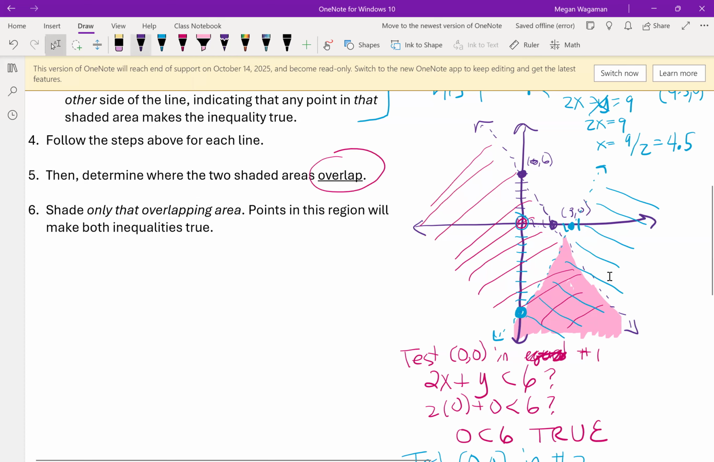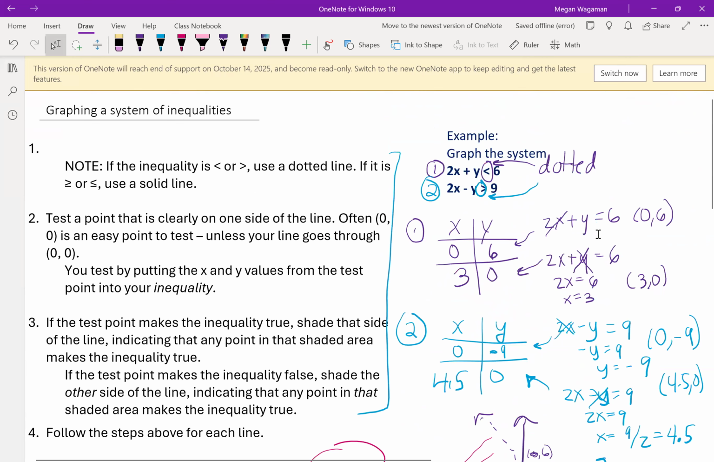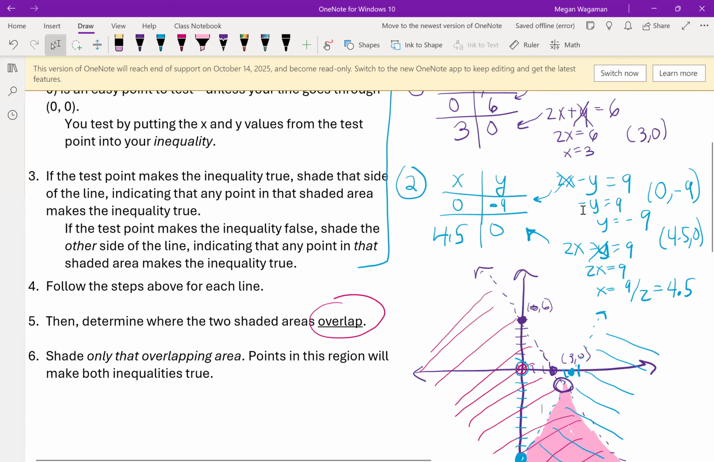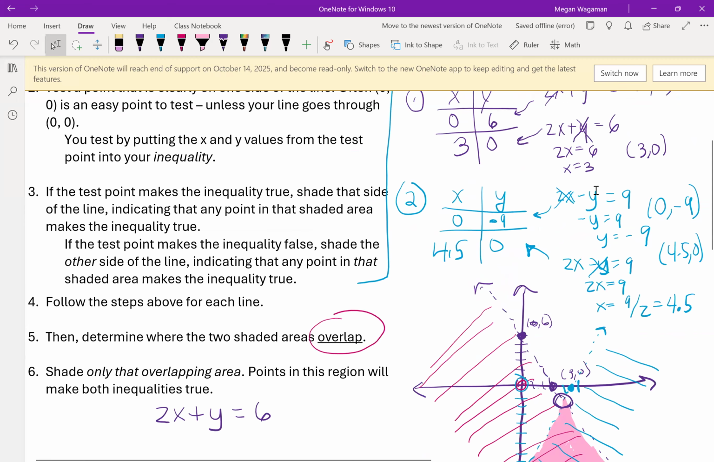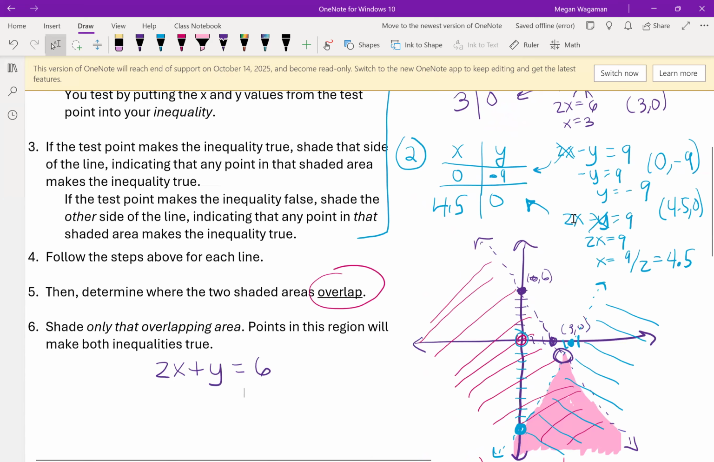One other thing that you'll sometimes be asked is, what is this point right here where the two lines intersect? So I'll just quickly do that. So if we have our one equation, and we're treating it as the line, so we're doing the equations again. So 2x plus y equals 6. And then we also have our other equation, 2x minus y equals 9.